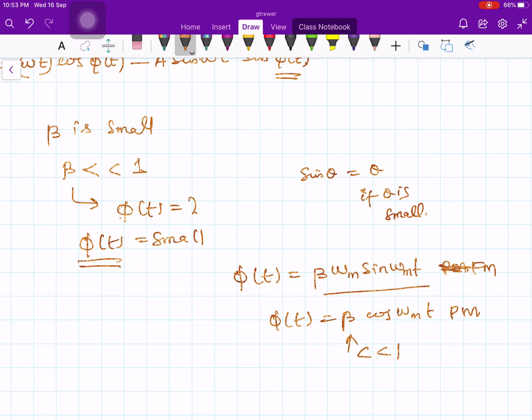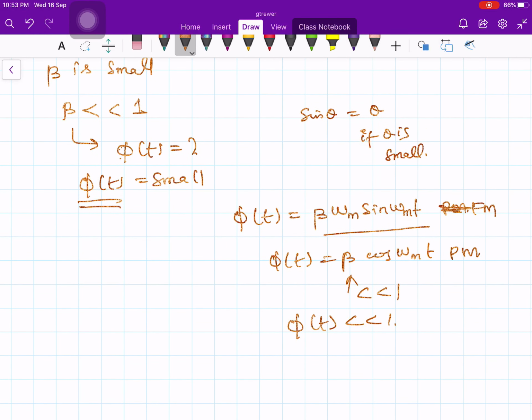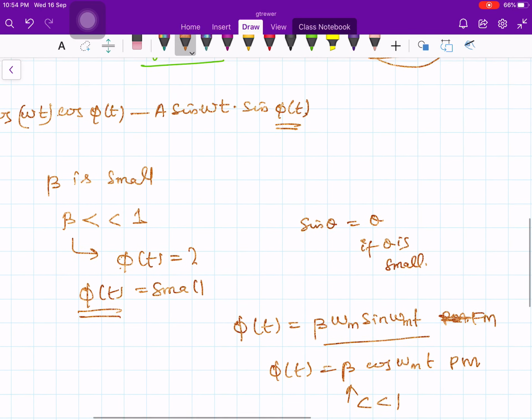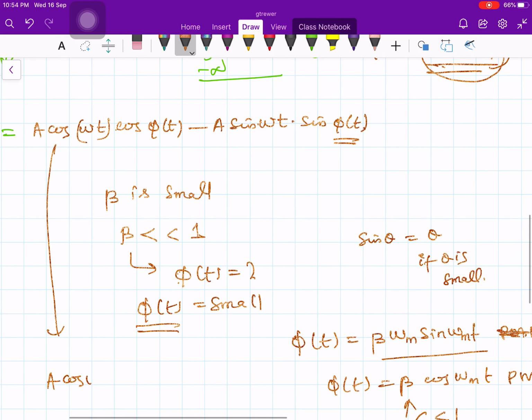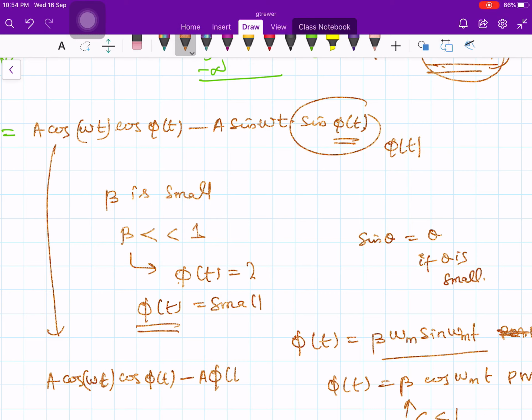Therefore if beta is much less than 1, then phi(t) is also much less than 1. The value of phi(t) will be very small. So when I say narrowband FM, beta is very small, it implies that phi(t) is also very small. Therefore from this expression we can write A times cosine(omega_c t) times cosine of phi(t), minus A times sin of phi(t), which becomes phi(t), times sin(omega_c t). That's it.